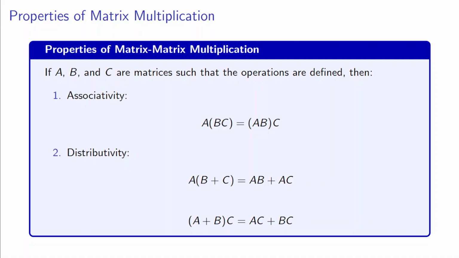So we know we can add matrices. And what we're seeing here is that we can distribute matrix multiplication into a matrix addition. So A times the sum B plus C is equal to AB plus AC. And then the other way works as well. A plus B times C is equal to AC plus BC.